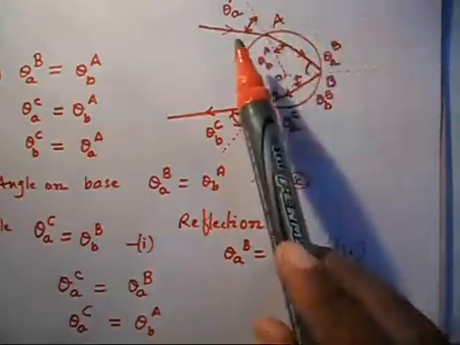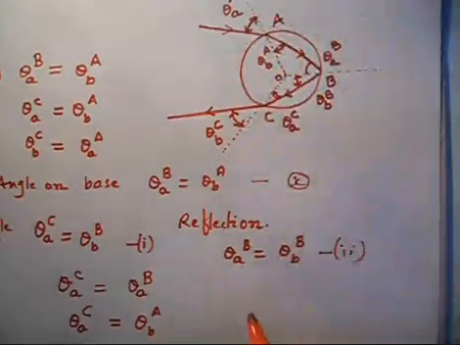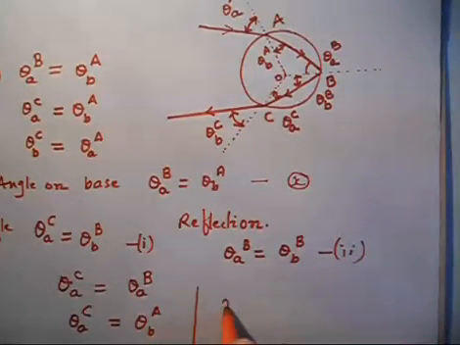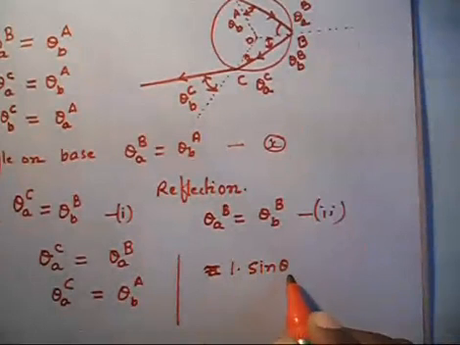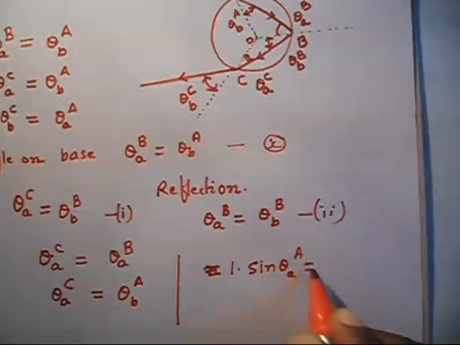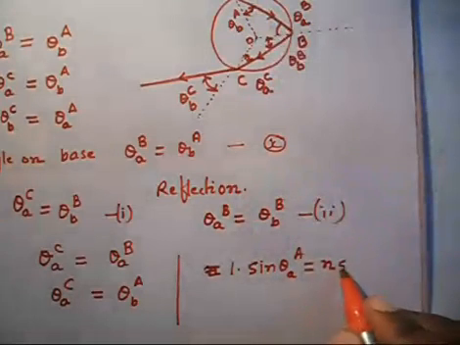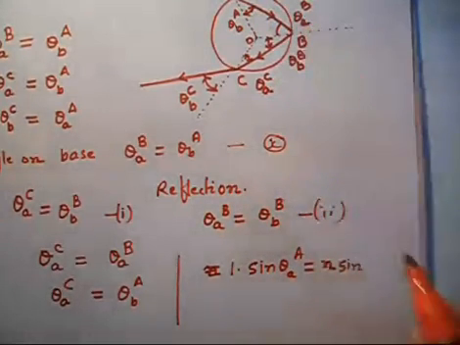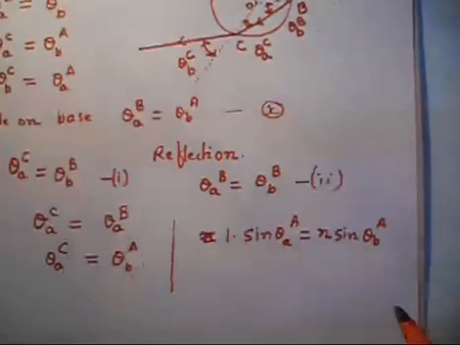How can we prove? If I write Snell's law at point A, I can write, let us say this side medium has refractive index 1, so 1 times sin theta A at A is equal to n times sin theta B at A. So this is if I write at point B.